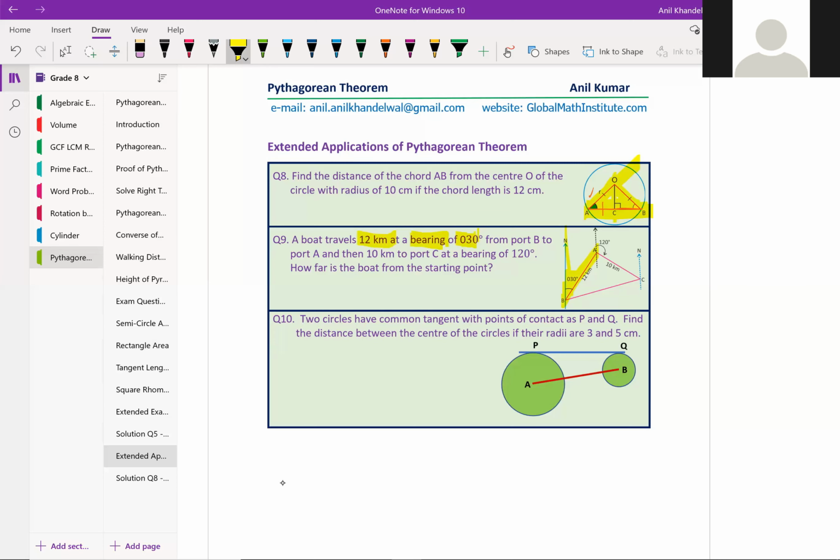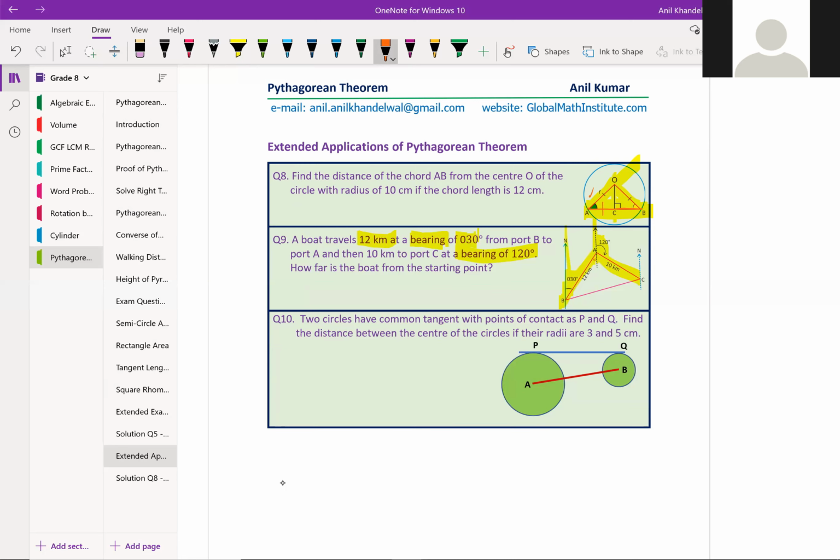Yes. Now, second time it says from port B to port A, and then 10 kilometers to port C. So it travels from B to A first, right? And then from A to C at a bearing of 120. Then again you have to measure from north, right? So from north as shown by the arrow, clockwise is 120 degrees. So in that direction, it covers 10 kilometers.